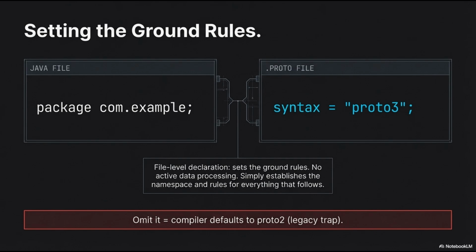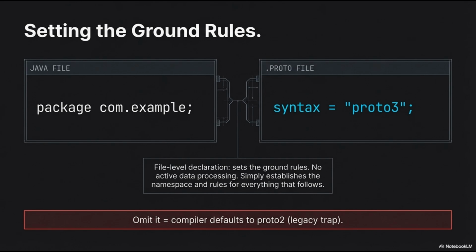Right, what does happen? Well, if you forget the syntax declaration, the protocol buffer compiler just defaults to Proto2. So it silently falls back to a legacy standard. Yep. Why is that such a dangerous trap for a modern application, though? Like, what's so bad about Proto2? So legacy Proto2 operates under entirely different rules, specifically regarding how it handles the presence or absence of data. Like in Proto2, you had to explicitly label fields as required or optional.